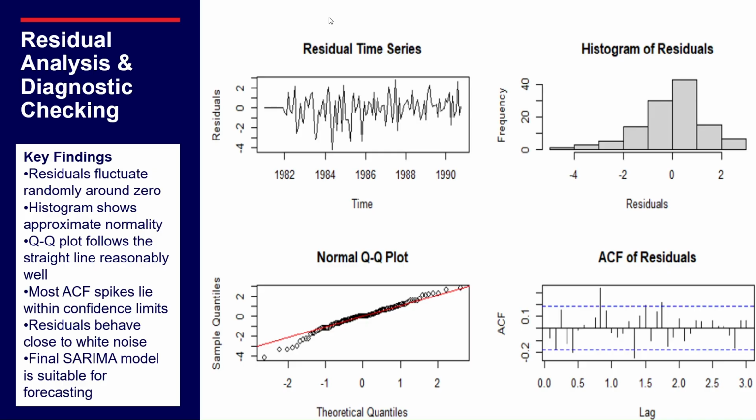This slide presents diagnostic checking for the final SARIMA model. The residual time series fluctuates around zero, which is a good sign. The histogram suggests approximate normality, and the QQ plot follows the straight line reasonably well. The residual ACF shows that most spikes are within the confidence limits. Overall, the diagnostic results suggest that the final model is acceptable for forecasting.